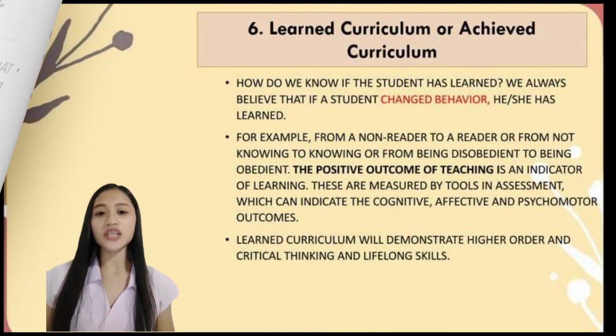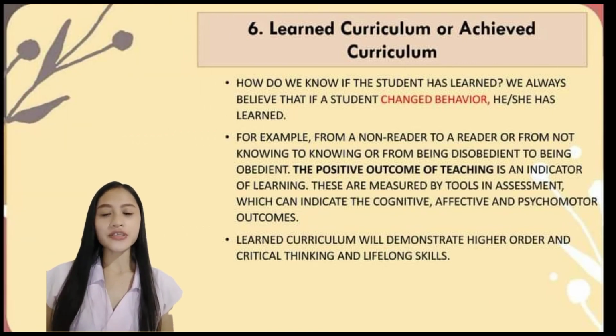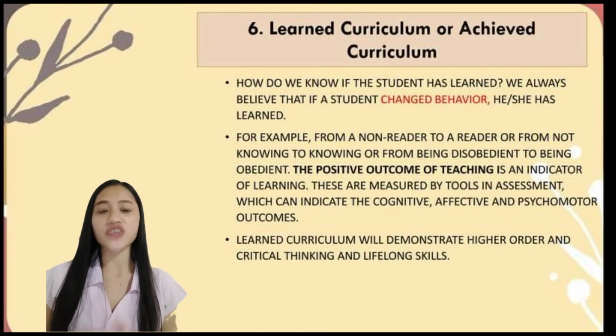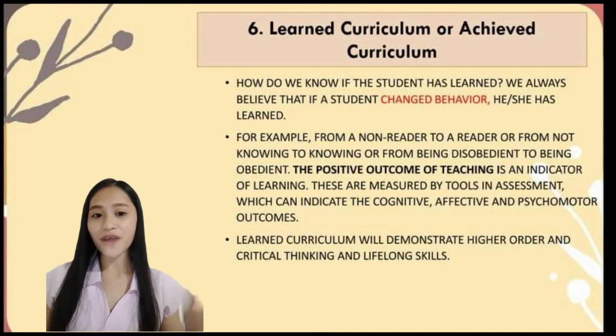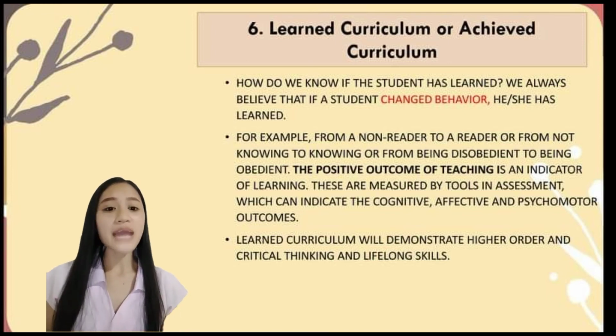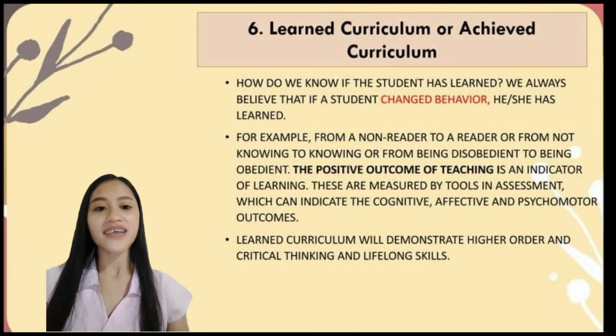Now, the next one is the learned curriculum. This curriculum is about all the changes that occurred in the learners due to their school experience. So, we always believe that if a student changes behavior, he or she has learned, for example, from a non-reader to a reader, or from not knowing to knowing, or from being disobedient to being obedient. So, the positive outcomes of teaching are an indicator of learning. Learned curriculum will also demonstrate higher order and critical thinking and lifelong skills. So, this type of curriculum indicates what the students have to learn.